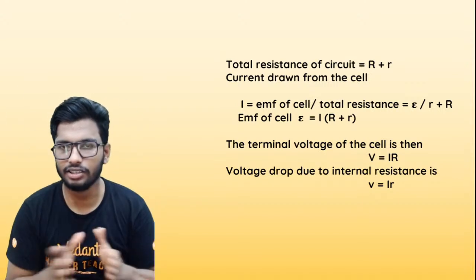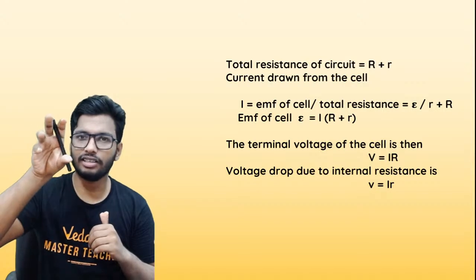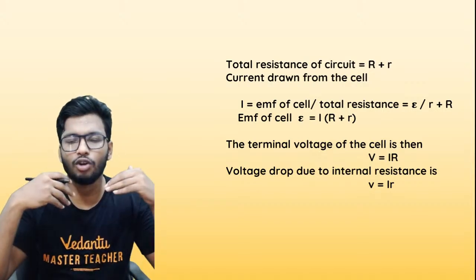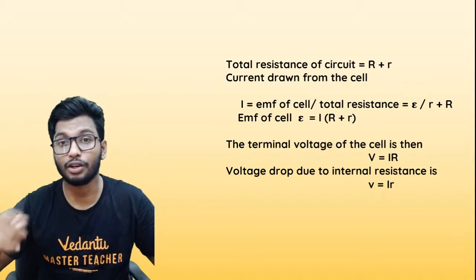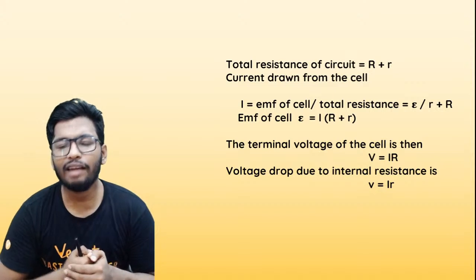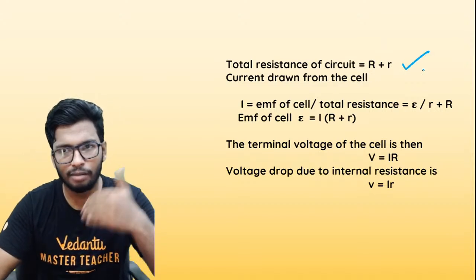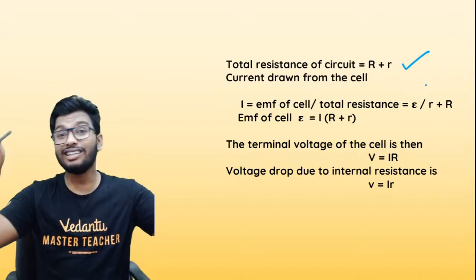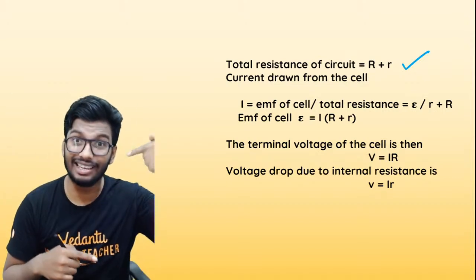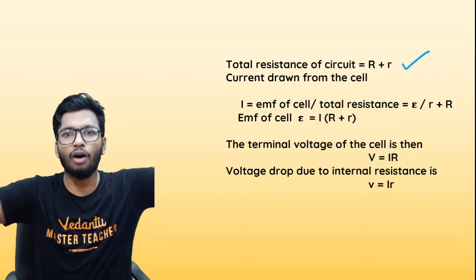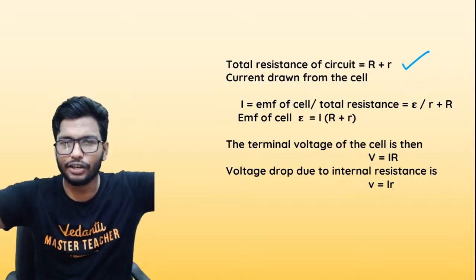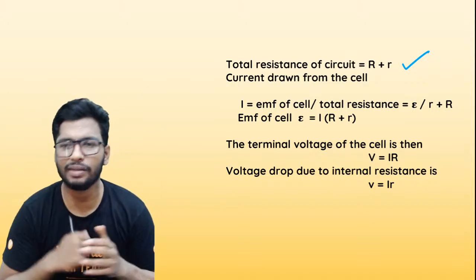Total resistance inside the entire circuit is whatever is the resistor that you connect, whatever is the resistance offered by the circuit outside the cell, and whatever is the internal resistance as well. So R plus r, capital R plus small r, is the total resistance of the circuit, both inside the cell as well as outside the cell.